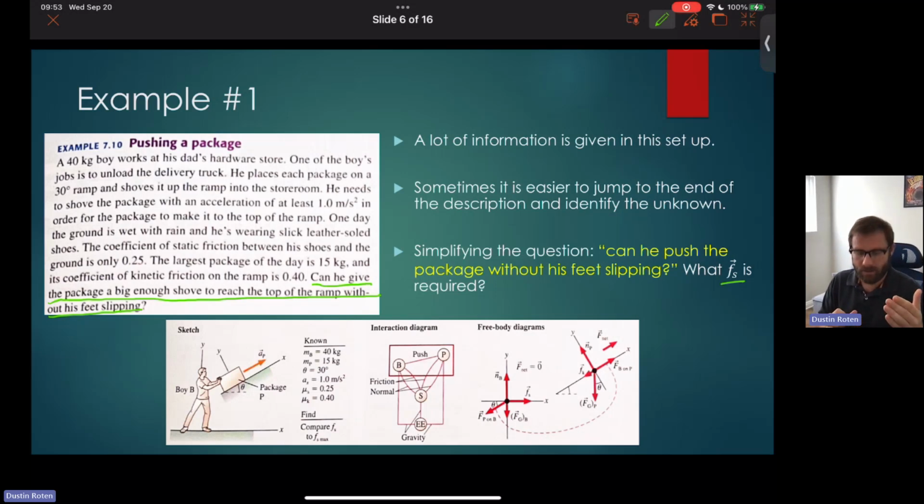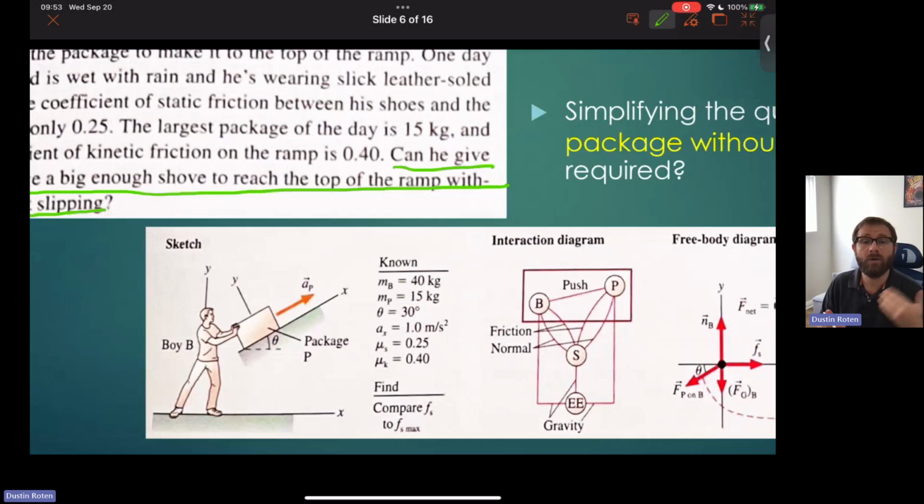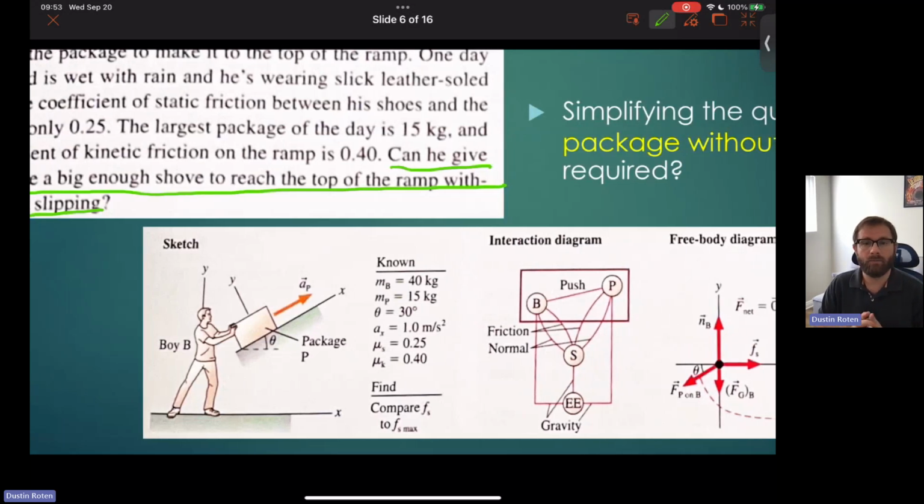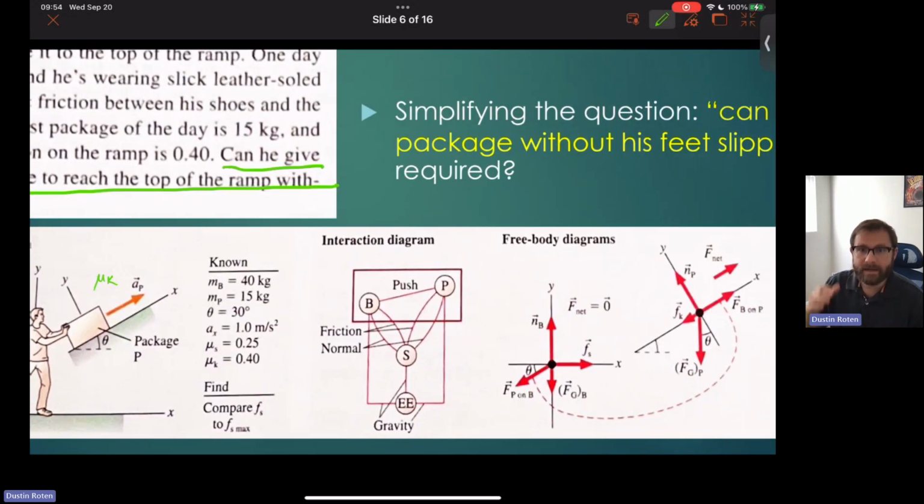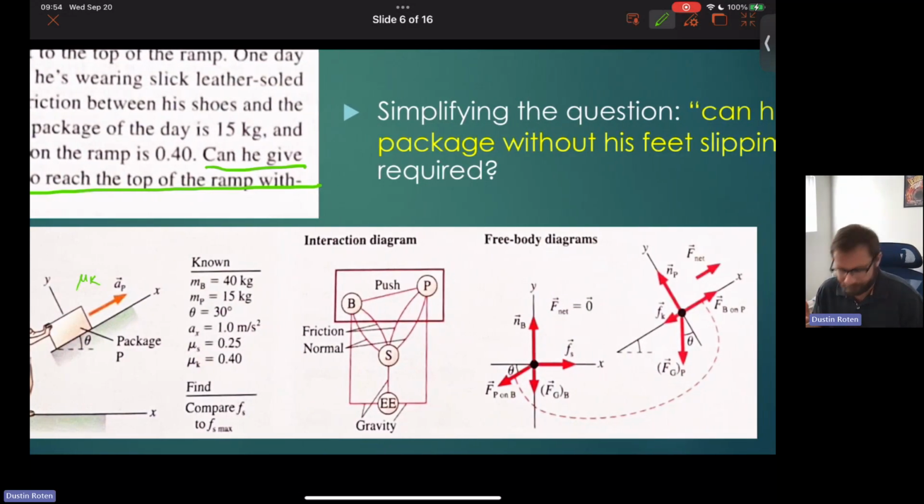So here's our picture. We know a lot. We're given a lot in this problem. We're given the masses of both objects, the boy and the package. We're given the angle of the incline, the acceleration that's required for this to be successful, and we're given two different coefficients of friction. Remember, the static friction we're applying to the boy because we want him to sit still while he pushes his box. We don't want him to slip. The kinetic friction applies to the box, but we do want that to slip up the ramp and into the storeroom.